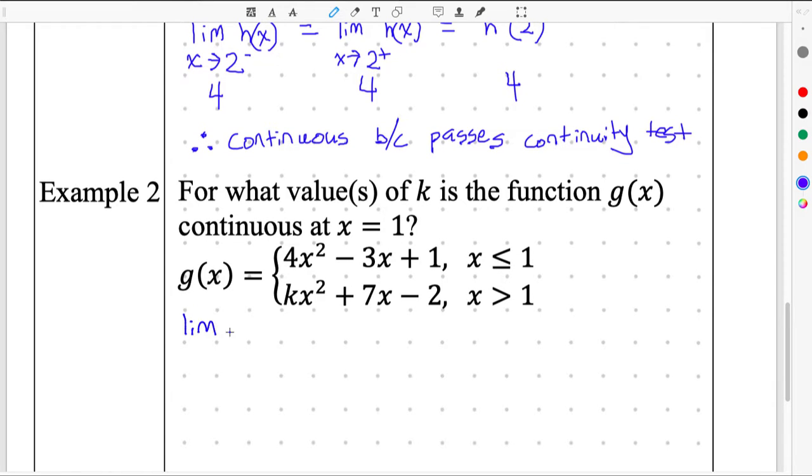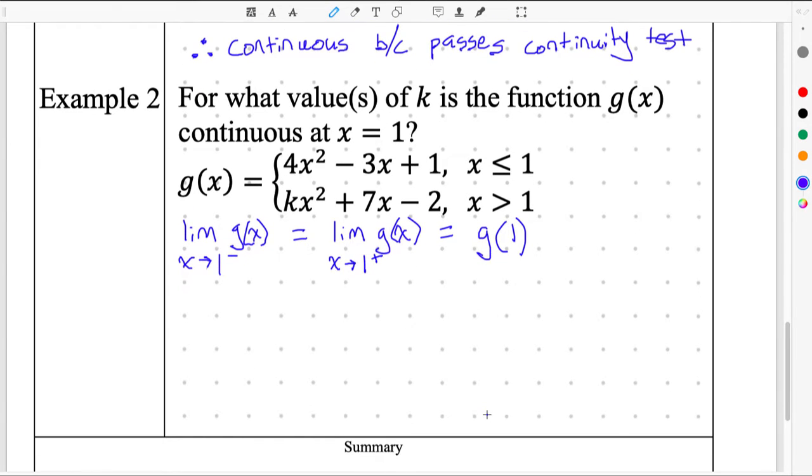The limit of g of x as x approaches the suspect point. What's the suspect point here? 1. And I'm going to go from the left, so I'm going to put a minus sign. That needs to be equal to what? Equal to the limit of g of x as x approaches 1 from the right. Exactly, as x approaches 1 from the right, which is equal to g of 1, yep. There it is.